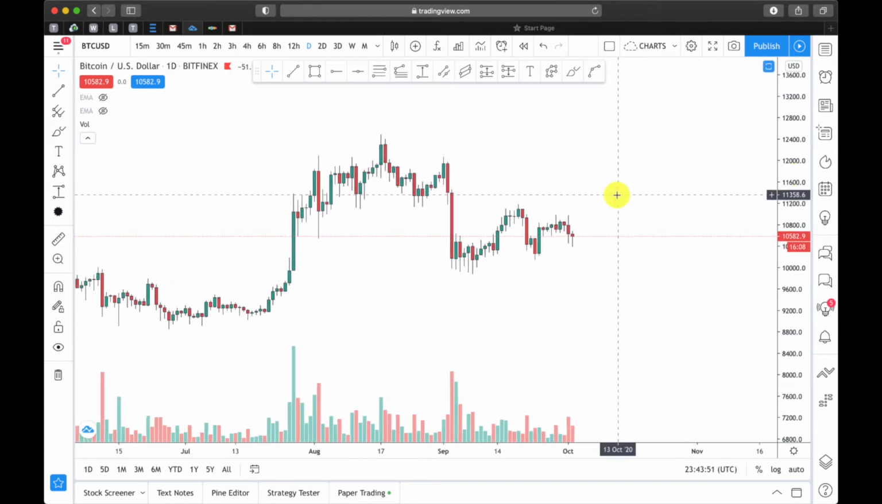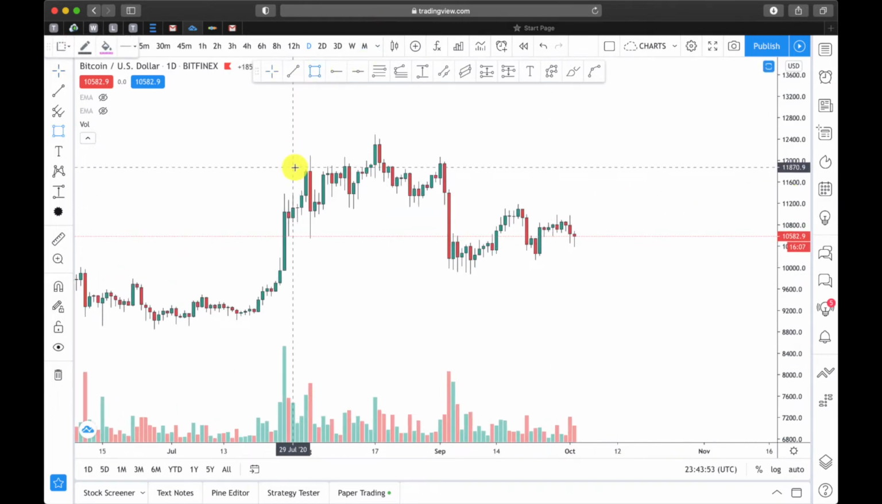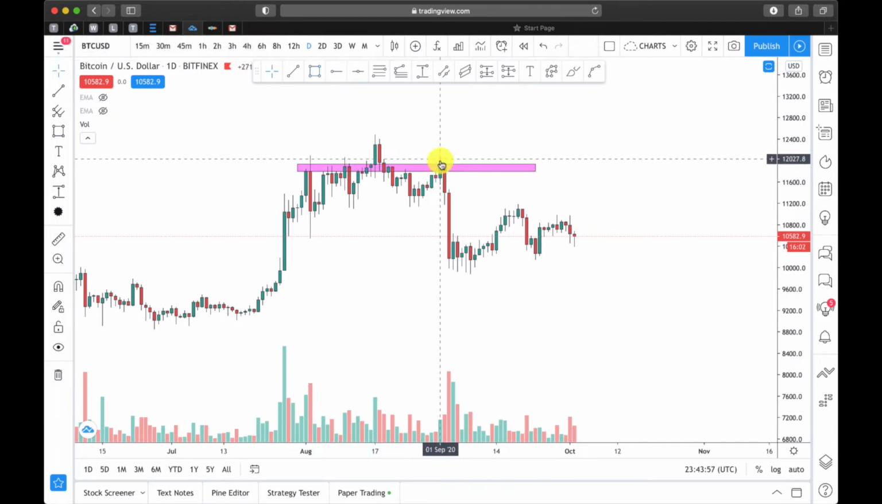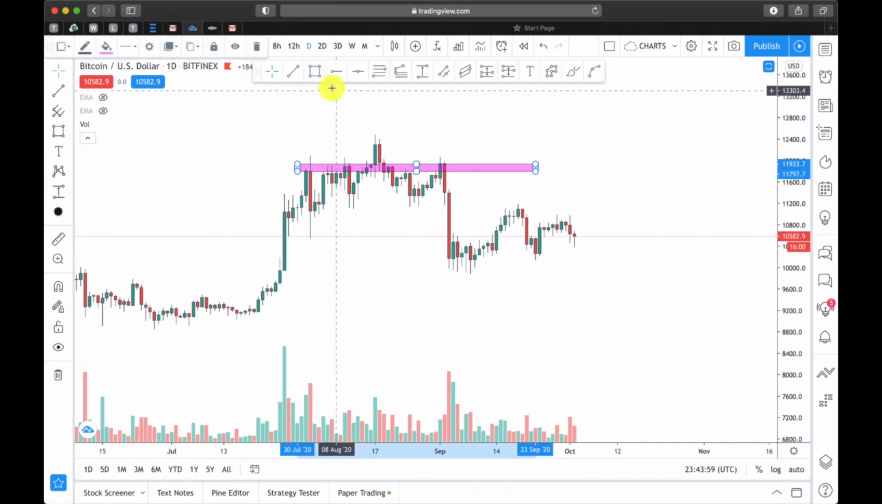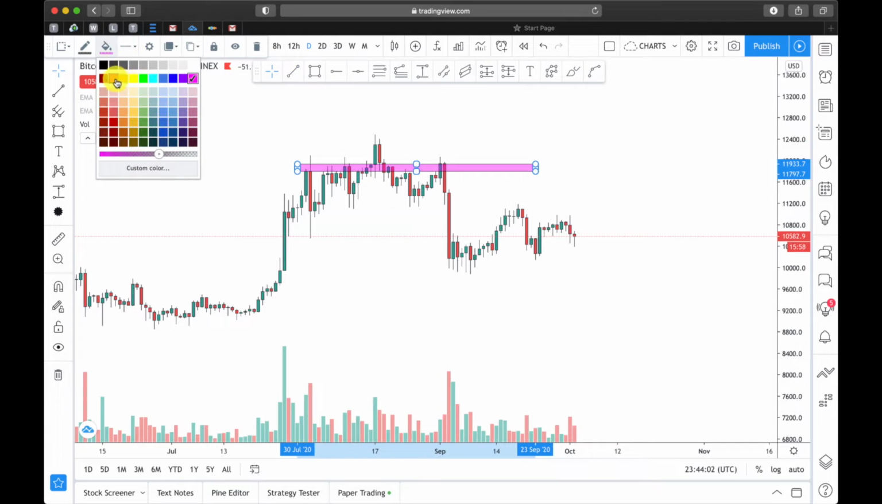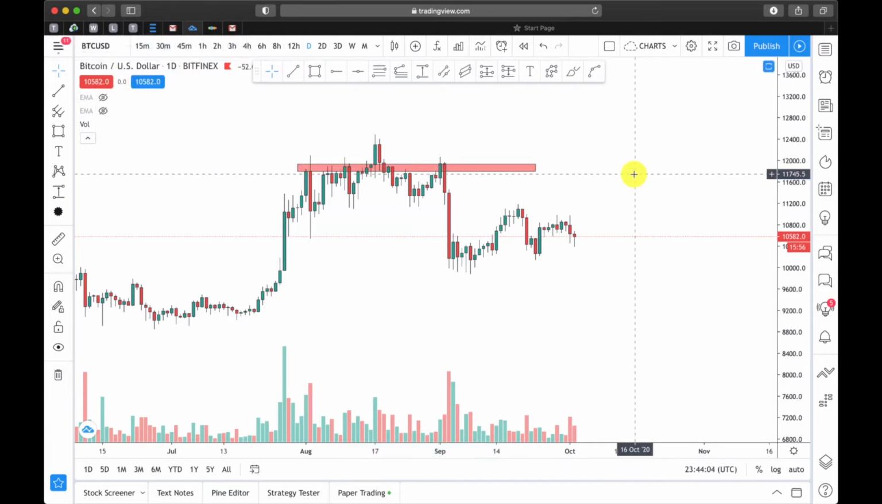We know that this particular area is the resistance, right? This particular area is a resistance. Let me change the color. I think red looks better, right? So this area is a resistance. There was a time price was above it. With this week, what happened? And I told you when we have this long upper wick, it represents activities of the sellers.